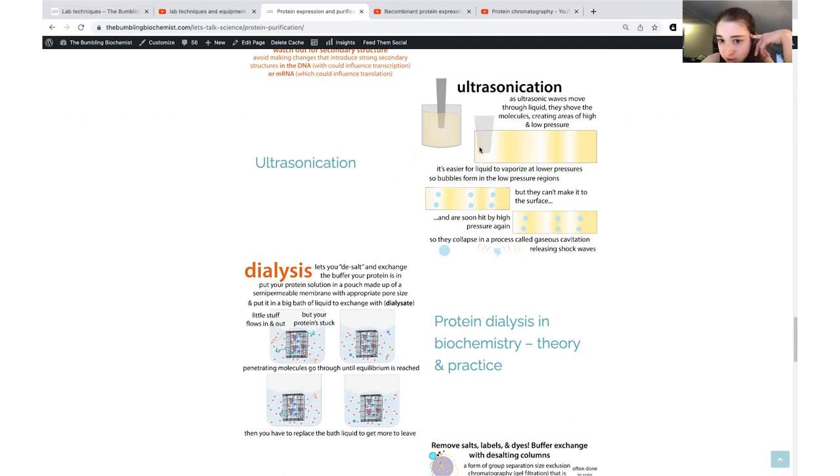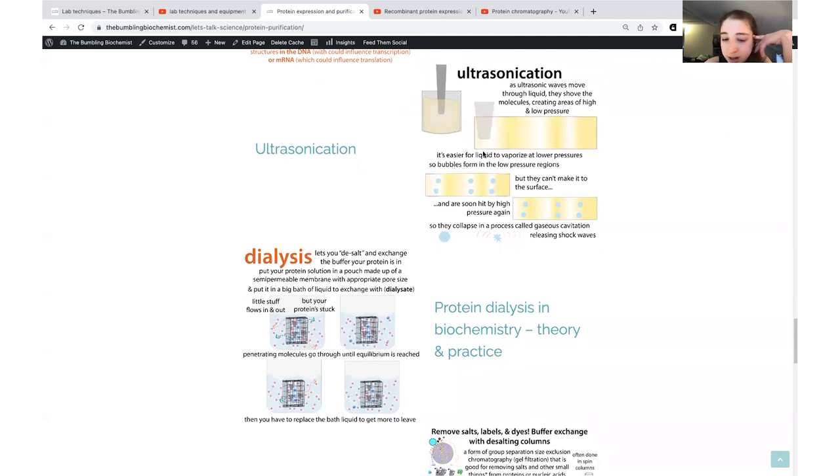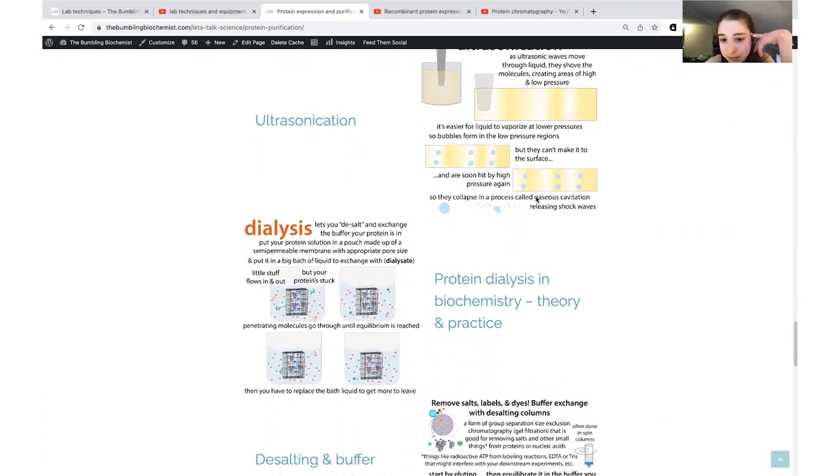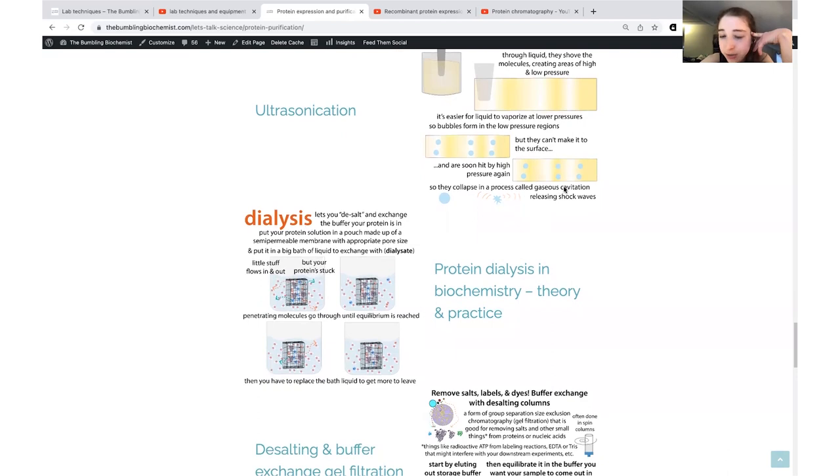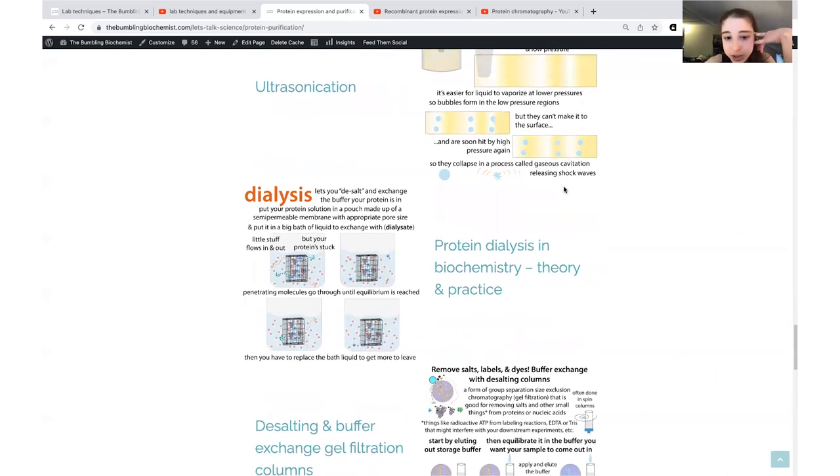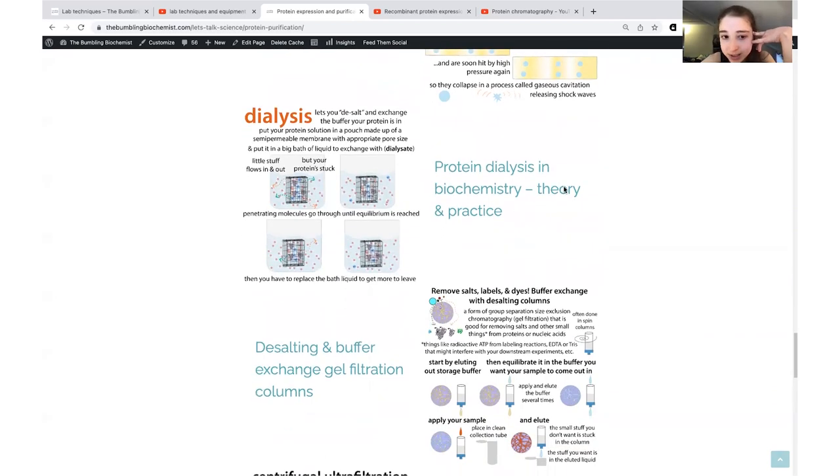These waves give you an area of high pressure and an area of low pressure. Bubbles are going to form in the areas of low pressure, and they're going to collapse when a high pressure area hits them. As they collapse, in what's called gaseous cavitation, they release shock waves. These shock waves are then going to shear up the DNA and help you break open the cells and stuff.